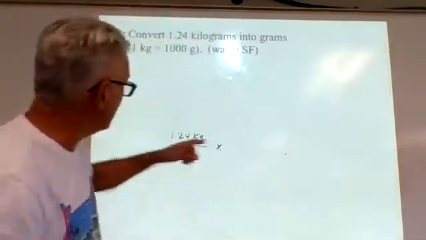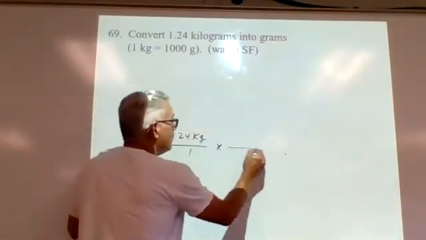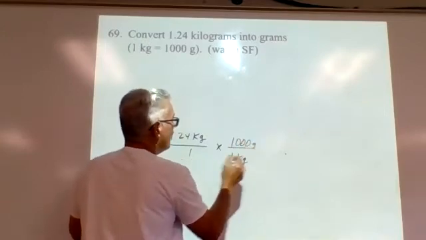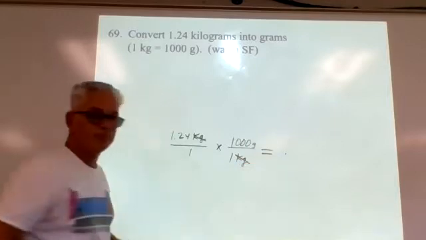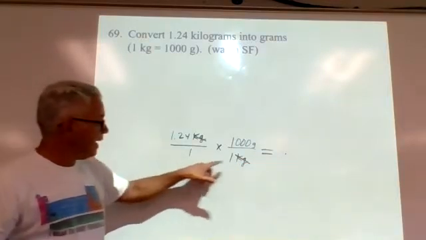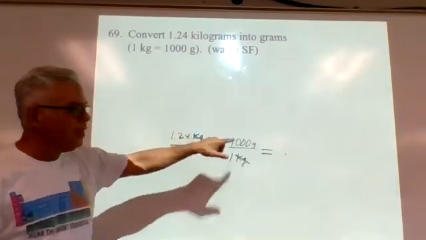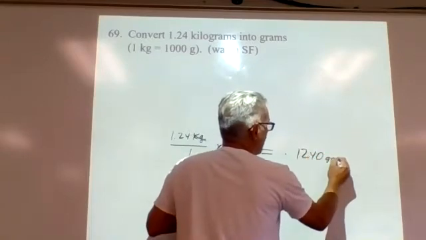But in order to cancel the kilograms, which are in the numerator, I got to put the kilograms in the denominator and put the 1,000 grams on the top. And look, kilograms divided by kilograms cancel out. The denominator is 1 again. That's really easy. The easy at the beginning. 1.24 times 1,000, 1,240 grams.